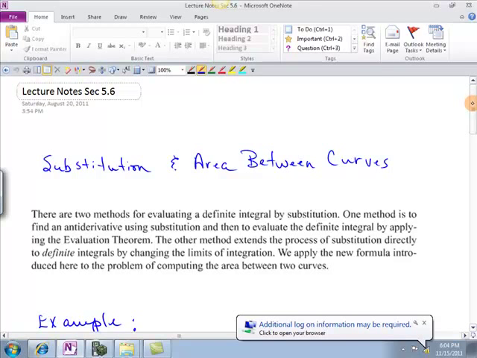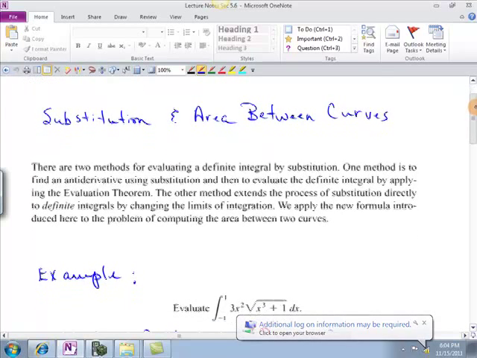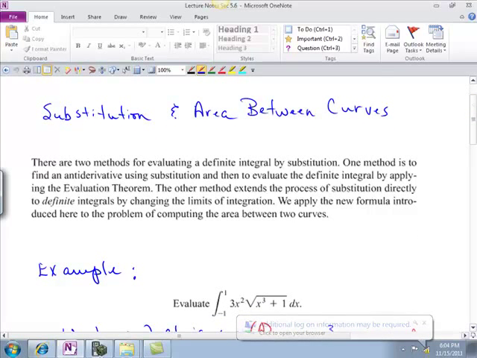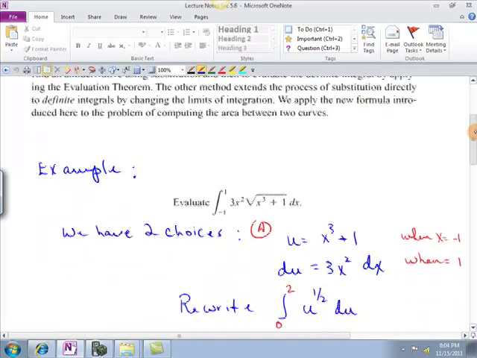I'll definitely do that. But we're going to be doing the area between curves, and most of these have substitution in them. So we did substitution last time, and it seemed to be okay. We didn't have too many problems with that. So there's two methods to do this when you have this. So let's look at the two methods.